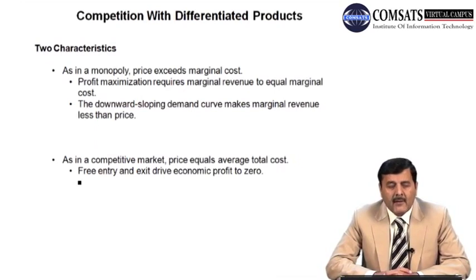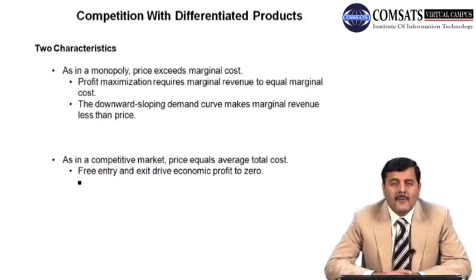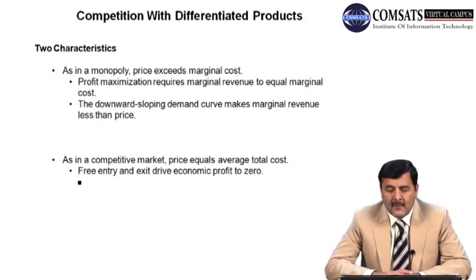As we know, there are two things which can differentiate this market structure from the other market structures. So as in monopoly, we know that price exceeds marginal cost. So what will happen? Profit maximization requires that marginal revenue should be equal to marginal cost, and in this case all the firms face downward sloping demand curves, making marginal revenue less than price. So as in competitive market, price equals average revenue and total cost, so free entry and exit, so zero economic profits.